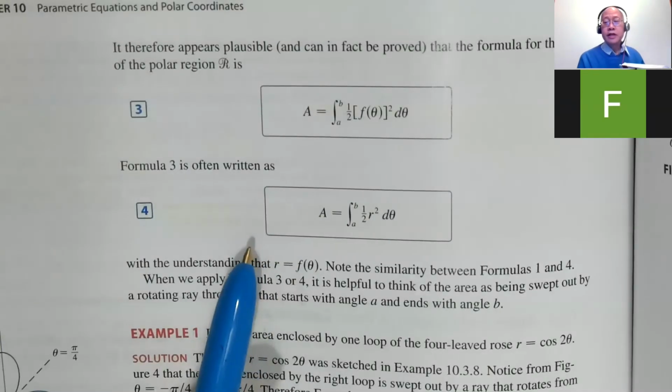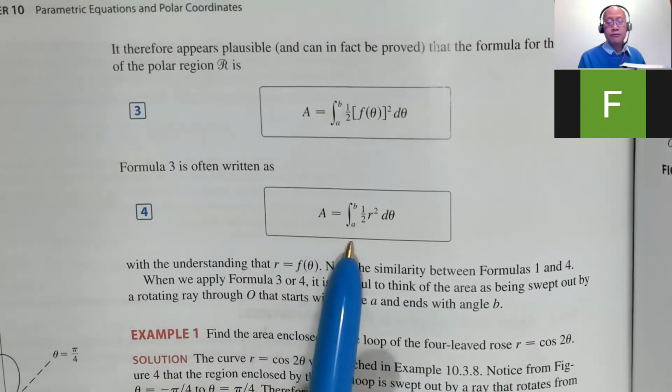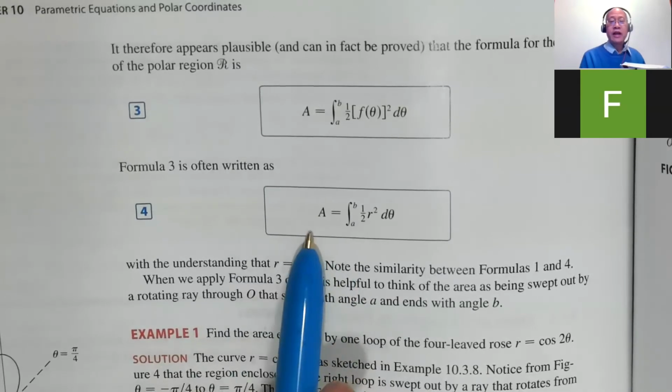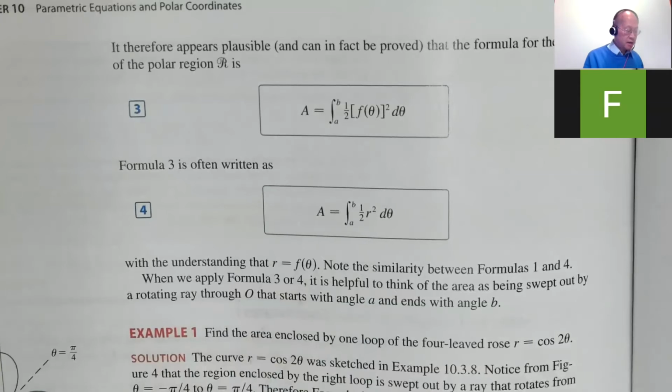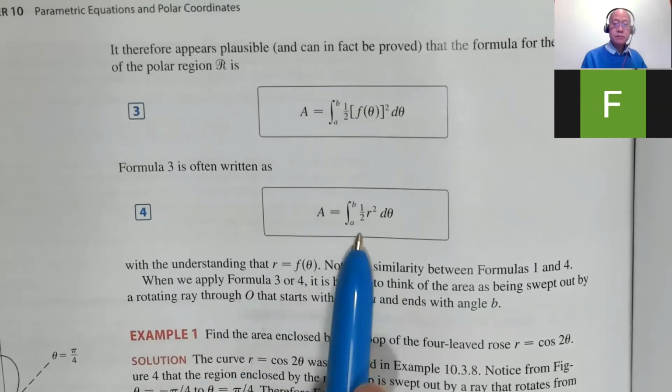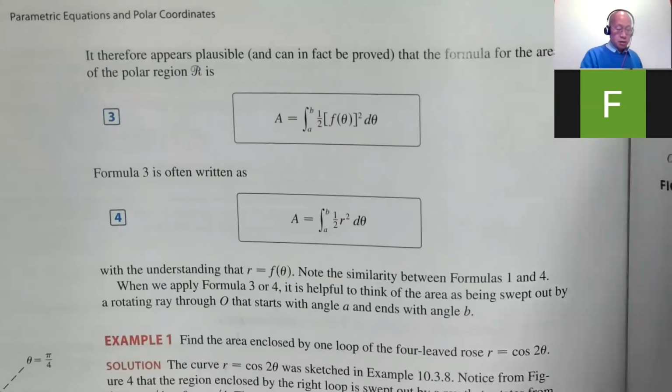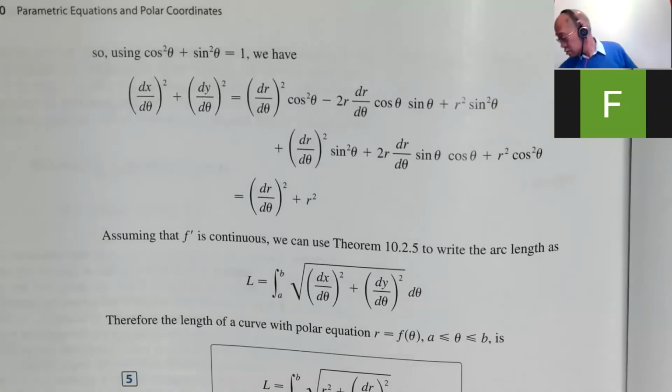Okay. Now, whether you understood that analysis or not, this is what you want for your cheat sheet. So how do you find areas? Integral from A to B of 1/2 r squared d theta. Okay. That's the main formula. Let me show you the problems.